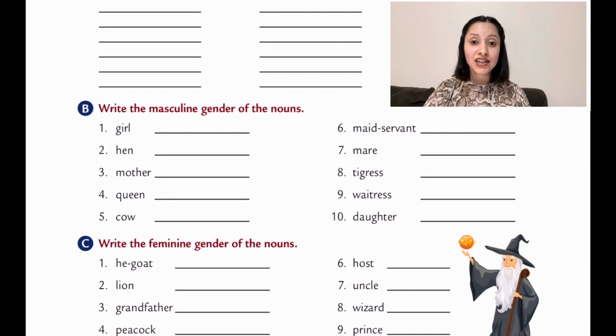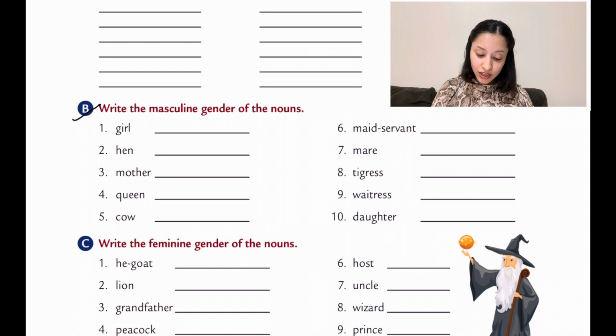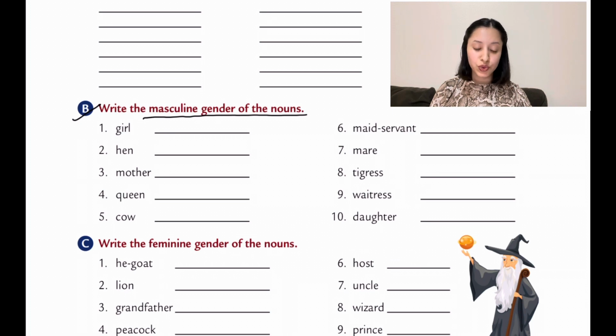Now let's start today's video. Let's start with exercise B. Look here. Write the masculine gender of the nouns. So here are some nouns given to us. These are feminine nouns. We have to write the masculine gender of these feminine nouns.